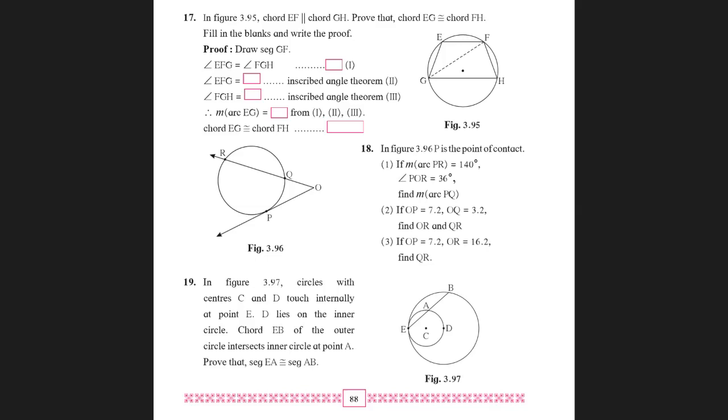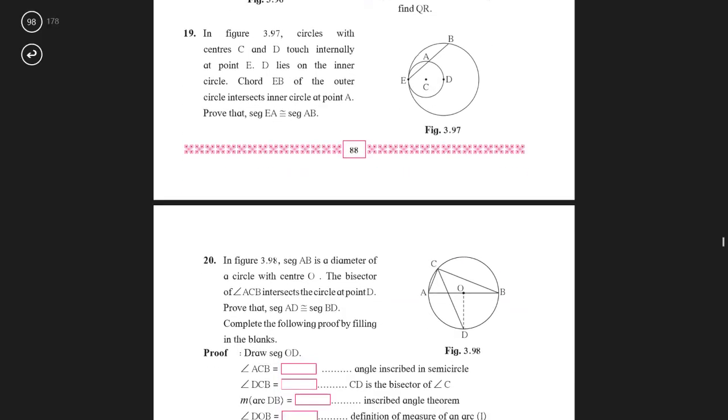Now again, question number 18 is not there for you. We go to question number 19. In figure 3.97, circles with centers C and D touch internally at point E. Okay, D lies on the inner circle. Chord EB of the outer circle intersects the inner circle at point A. Prove that segment EA congruent to segment AB.